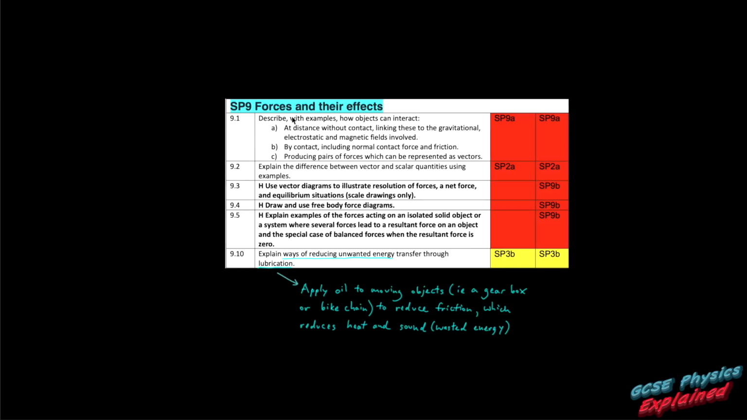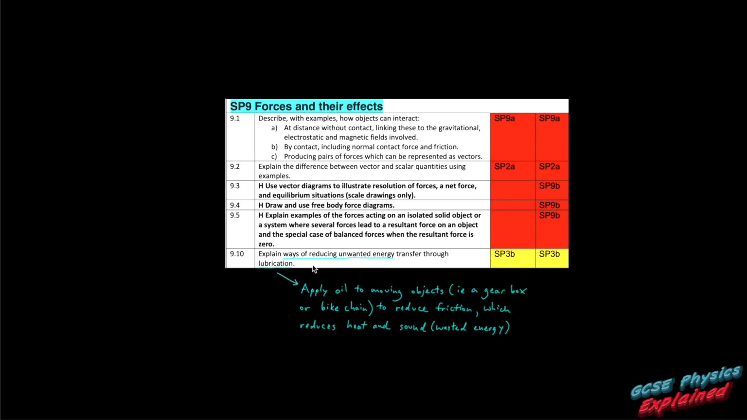Unit SP9, forces and their effects. There's only one thing that we need to learn here, and that's 9.10. Explain ways of reducing unwanted energy transfer through lubrication. So what they're talking about here is when you've got moving objects, you're going to have friction because the objects are rubbing against each other.